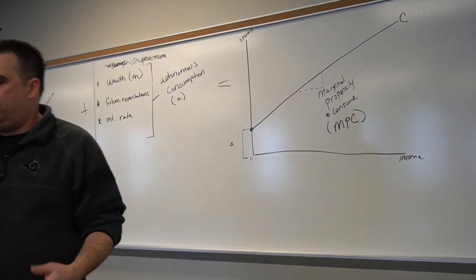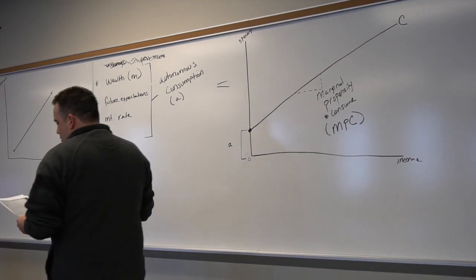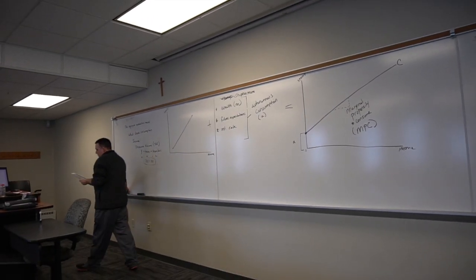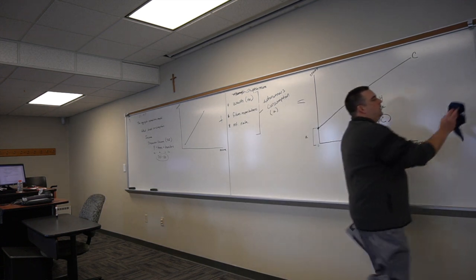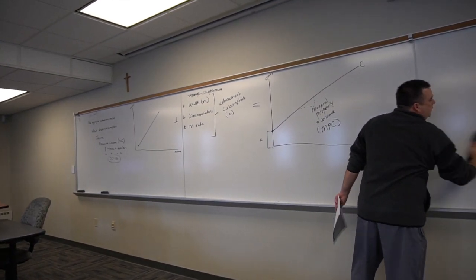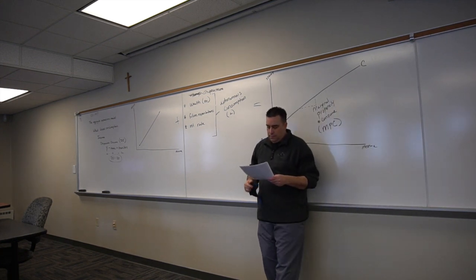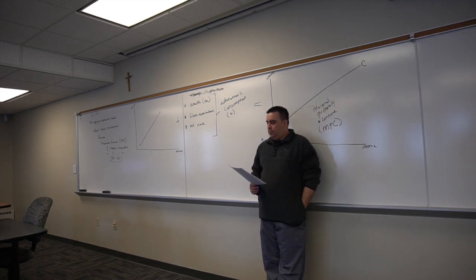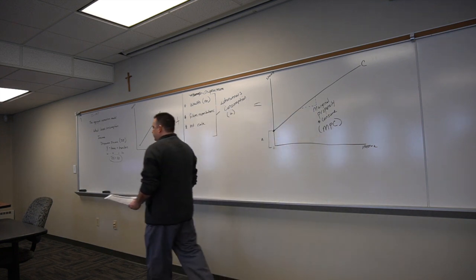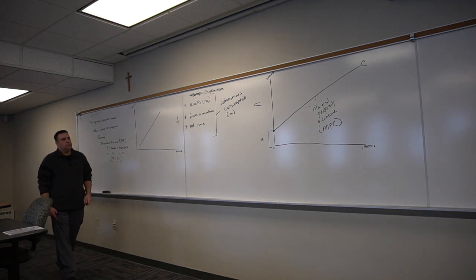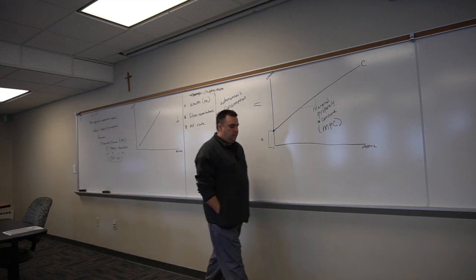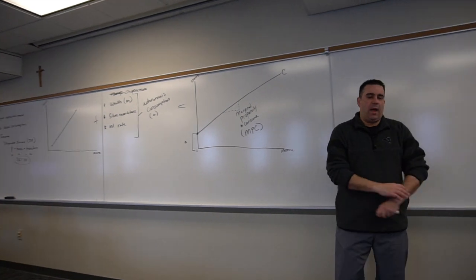I think I want to give it a quick definition here, so let me do that really fast. The marginal propensity to consume is the amount that consumption spending rises when disposable income rises by 1 unit.